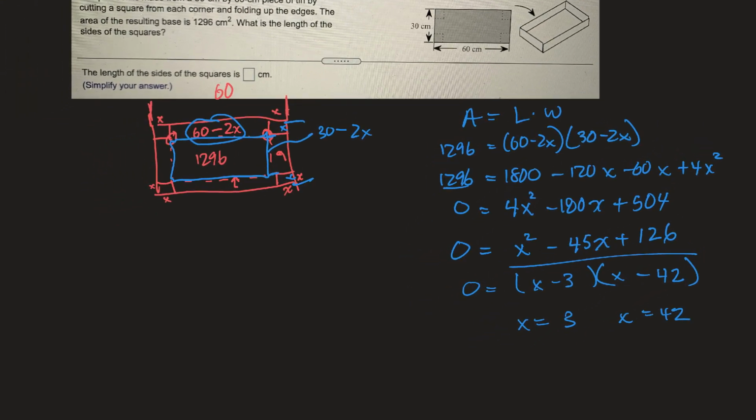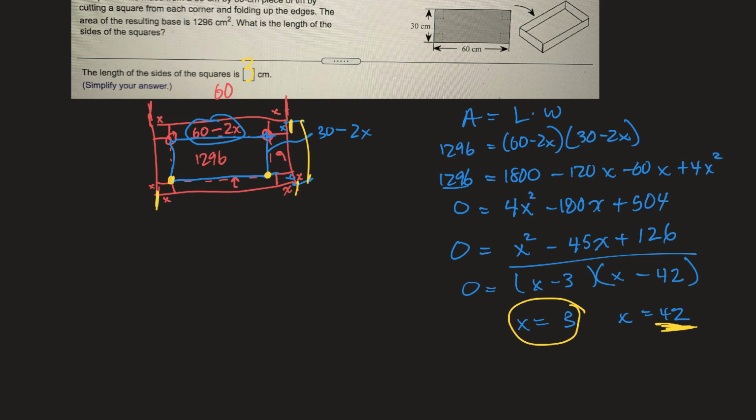When I look at my picture up there, there's no way that this little x piece in there is going to be 42, because the whole distance is just 30. So x must be equal to 3, and that's what they're asking. It'd be nice to know what the whole length is too. So from here to here, I would like to know what that is.